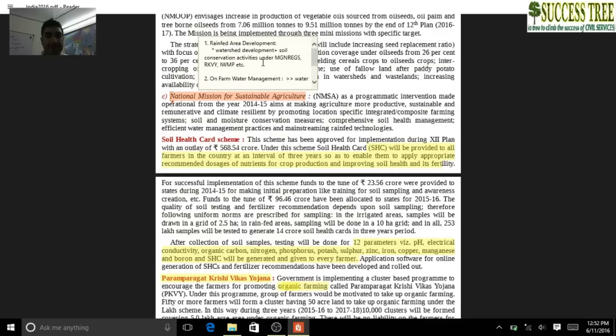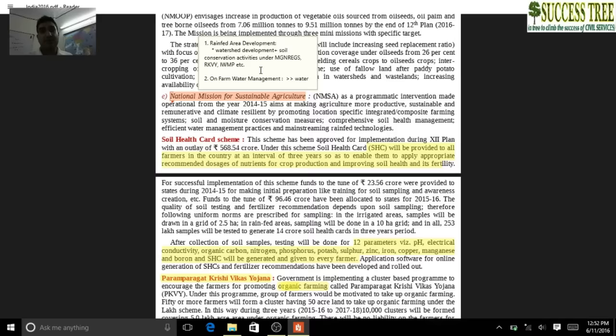Now this National Mission for Sustainable Agriculture has many other missions, many other projects as well. So four schemes come under this National Mission for Sustainable Agriculture. You can note down those. It's given in the Economic Survey, so the India book hasn't described those, we have done it in the Economic Survey. So National Mission for Sustainable Agriculture constitutes four other schemes.